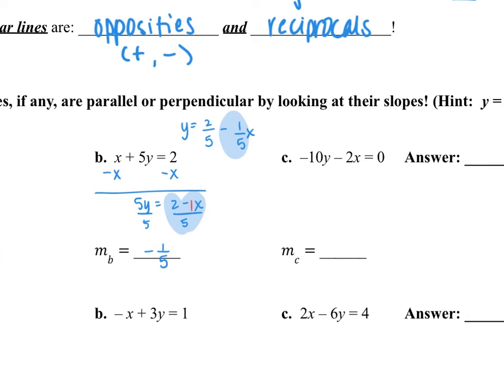Now I'm going to continue on with line C, and on line C I also need to get y by itself. To do that, the first thing I'm going to do is add 2x to both sides. This will give me the new equation, negative 10y equals just 2x. Then I would divide by negative 10, which would get me y equals negative 1/5 x. And so in this example, now that y is isolated, I can see that my slope is negative 1/5.